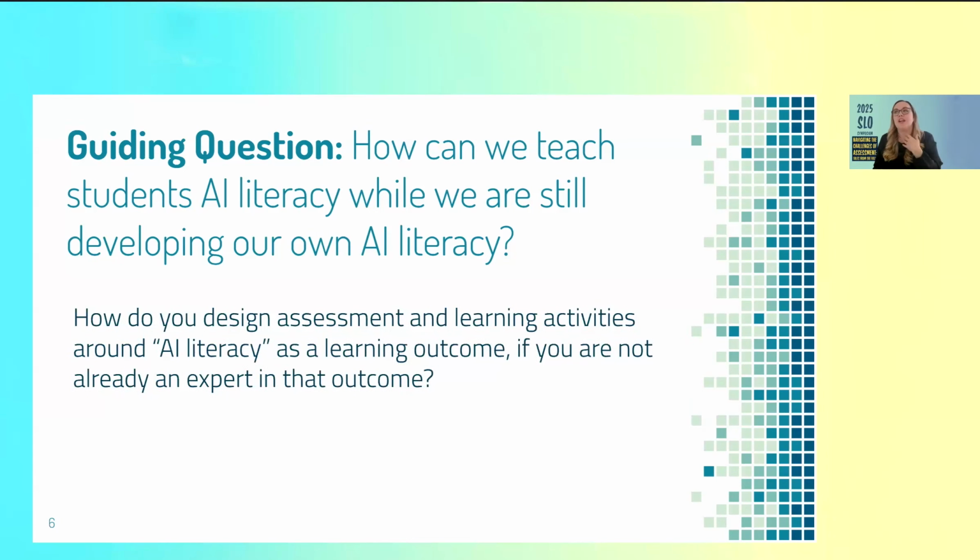Another way to ask this question is how do you design assessment and learning activities around AI literacy as a learning outcome if you're not already an expert in that outcome? Most of us are teaching courses in fields that we have broad expertise in because we've been working or learning in those fields for a very long time. But if this is new, how do you actually design an entire course? Or maybe even if not an entire course, a unit within a course that has specified learning outcomes and then scaffolded and aligned activities and assessments that get to that learning outcome.